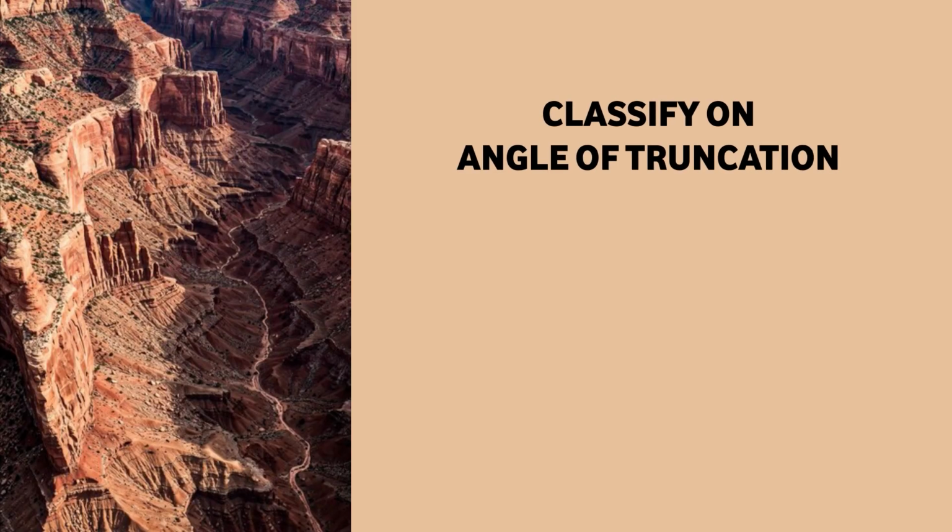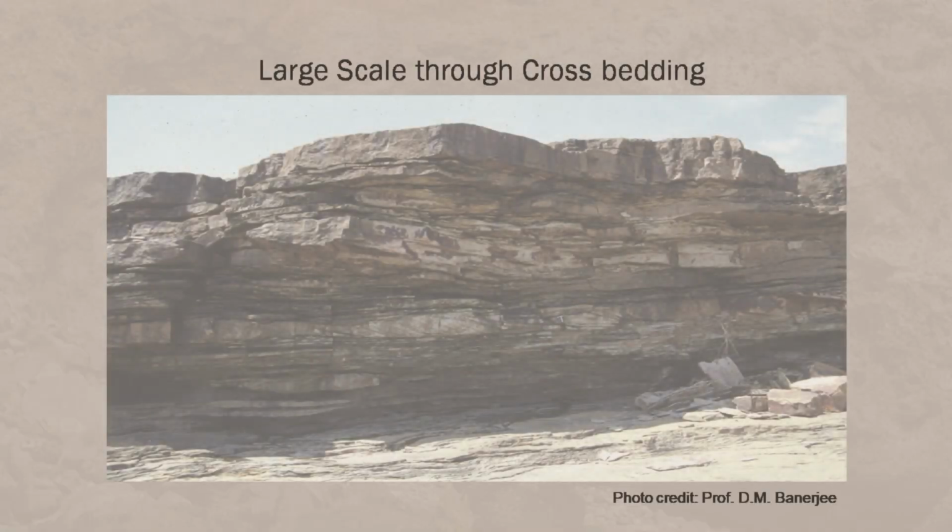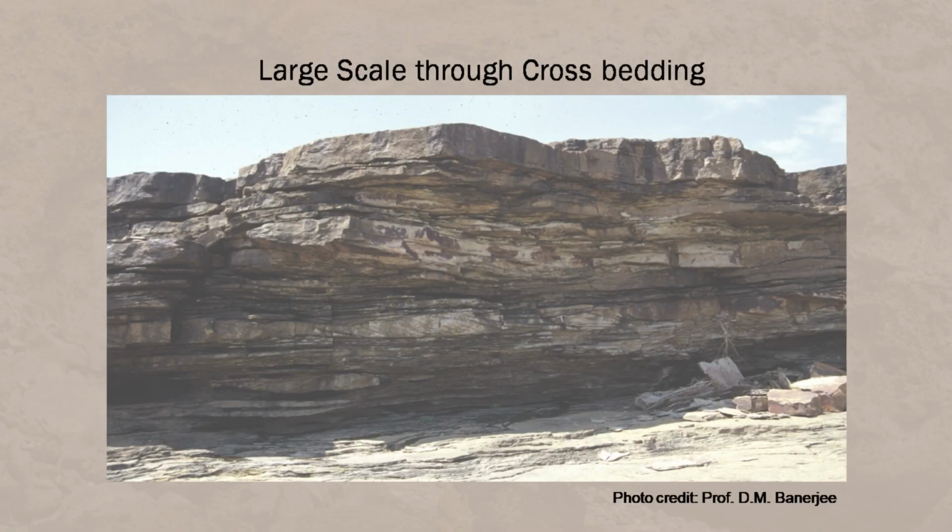They are also classified on the basis of angle of truncation. A simple truncation is at 15 degrees, planar truncation is over 15 degrees, and trough is when less than 15 degrees but beds are curved. Now some features here: large scale trough cross bedding in the quartzitic sandstone rock, and you can see at the bottom there are two sets of beds, one horizontal and another one is angular.